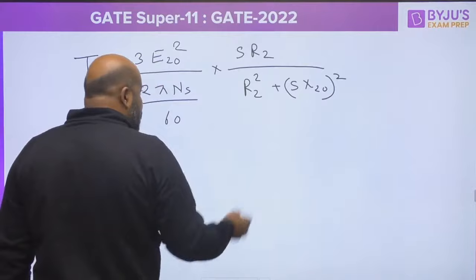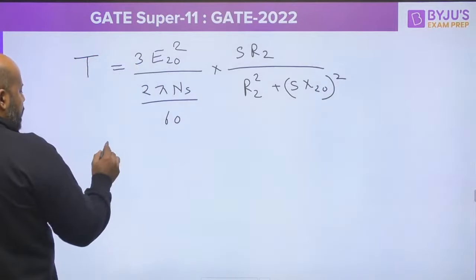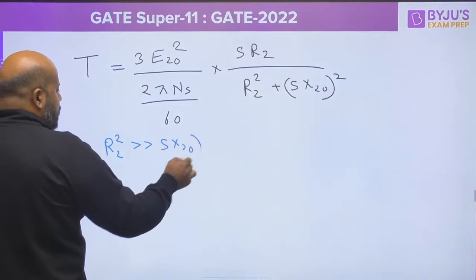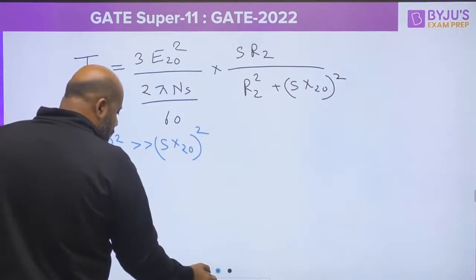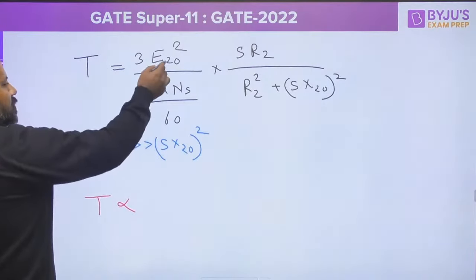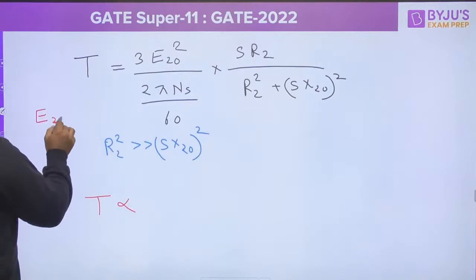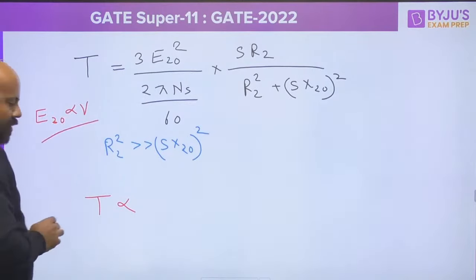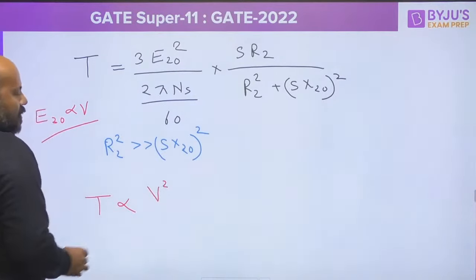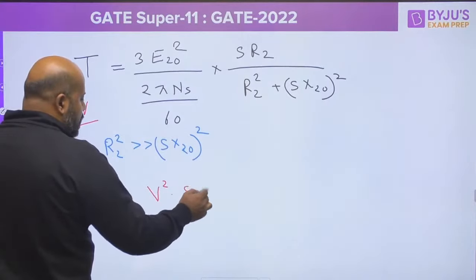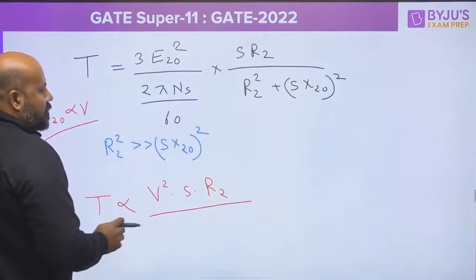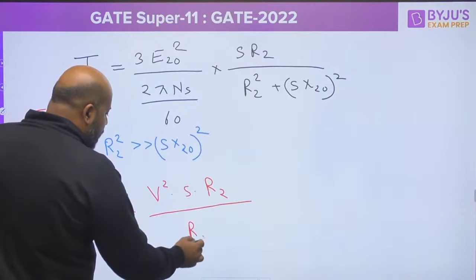And again the same thing you are going to do if you ignore the Sx2 naught square. So finally you can write that torque is going to be directly proportional to E2 naught square, and you know E2 naught is going to be directly proportional to the supply voltage. Yes or no? So you can write it is going to be directly proportional to the square of the voltage slip R2. Now this is also going to be constant because frequency is not changed, and this is going to be R2 square.